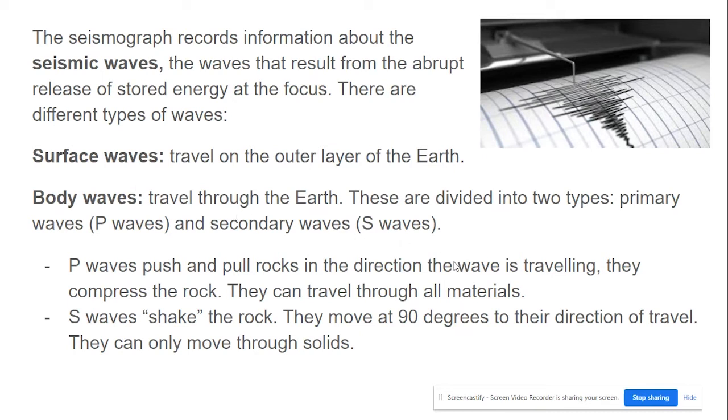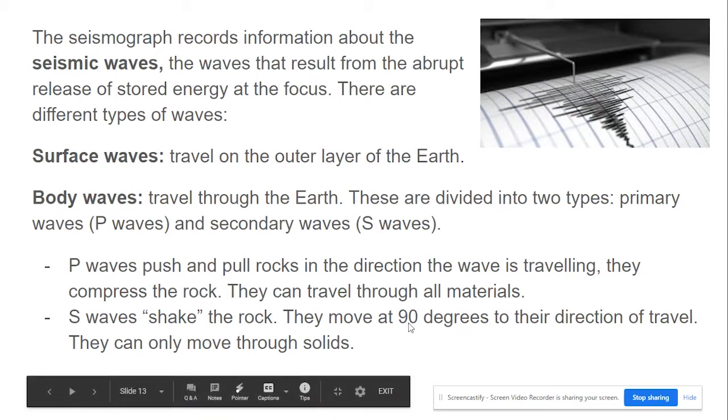Then we have the body waves. These are the ones that travel through the earth, and they're divided into two types: primary waves, or P waves, and secondary waves, or S waves. As you would assume, primary waves are the ones that happen first, and secondary ones are the waves that happen second. P waves push and pull rocks in the direction the wave is traveling. They compress and then release, and they can go through all types of materials.